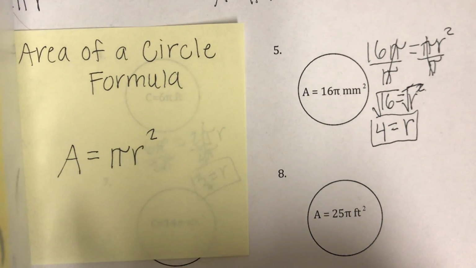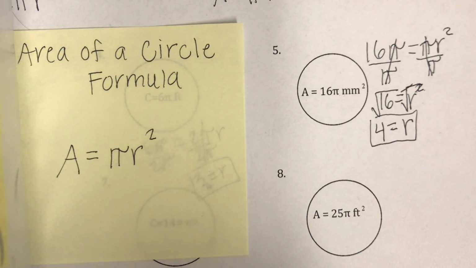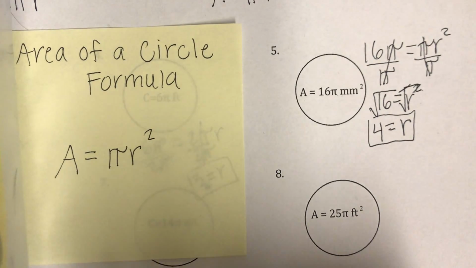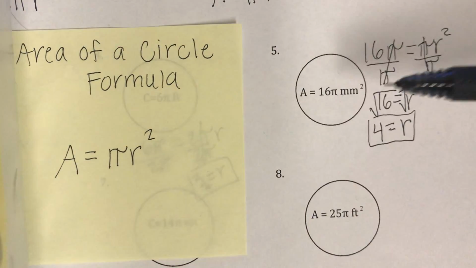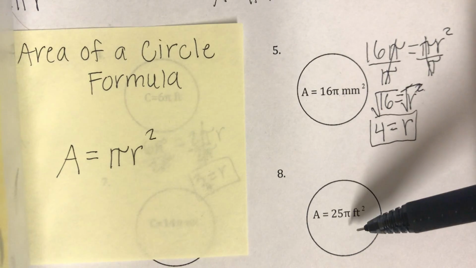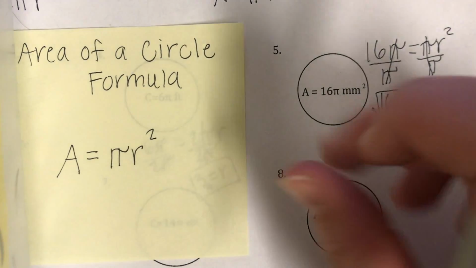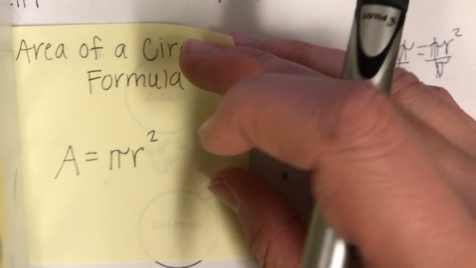Just really quickly, I didn't talk about the units in the first video I had you watch on math, but area is always in units squared. So see how we have millimeters squared, and you can even see number 8 is area and it's feet squared. So that's just something to keep in mind as we're going along.